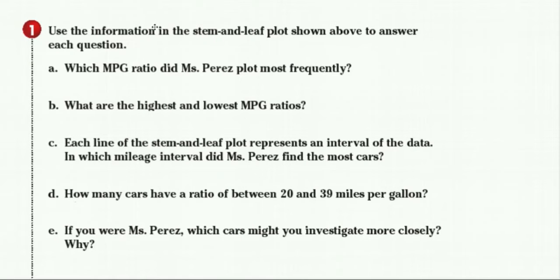Take a look at example number 1. Use the information in the stem and leaf plot shown to answer each question. Which MPG ratio did Miss Paris plot most frequently? If you look at the stem and leaf plot, 26 and 31 appear 3 times. So the answers are 26 and 31. What are the highest and lowest MPG ratios? In your stem and leaf plot, it becomes very obvious that it's 50 and 12.